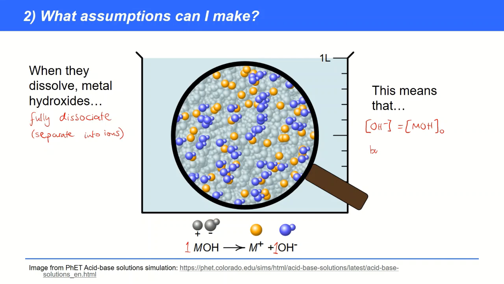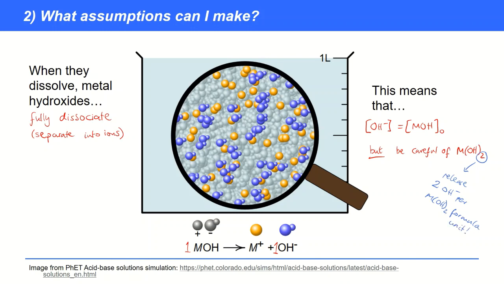The only thing I would just be careful of is metal hydroxides like calcium and barium hydroxide, where they will release 2 OH- ions per M(OH)2 formula unit.